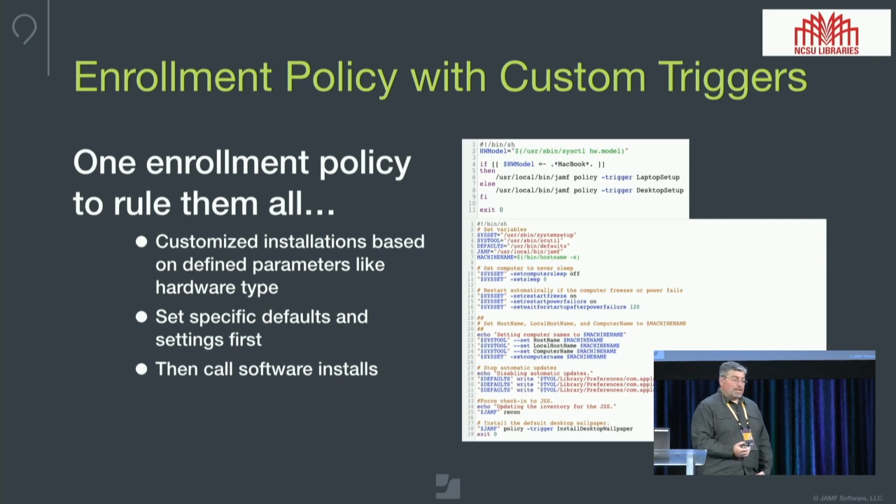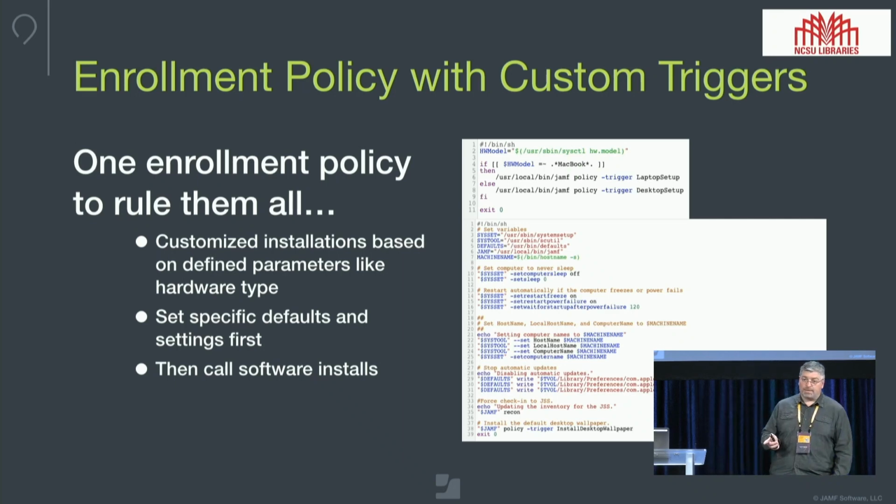So our enrollment policy with custom triggers is we have one enrollment policy for our entire environment for every single macOS device that we use, and I like to refer to that as the one enrollment policy to rule them all. Any Tolkien fans out there?